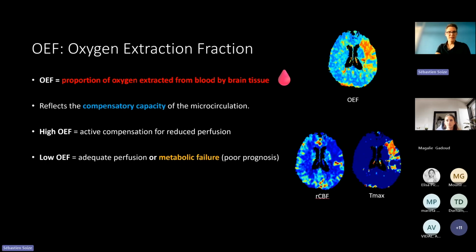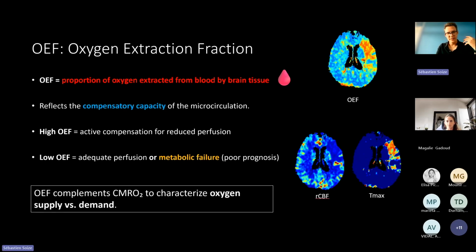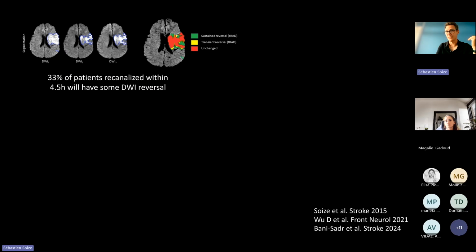So finally, what I remember here is that OEF complements CMRO2, and it shows when there's a metabolic failure and your brain simply lets go and the tissue is dead and it's finished. When you have an elevated OEF, it's a good sign that there's probably some tissue to save.